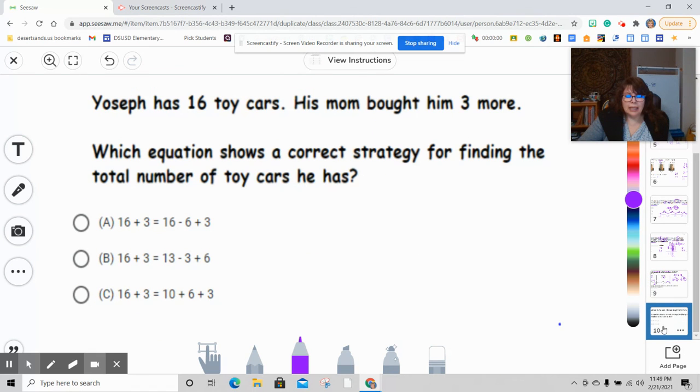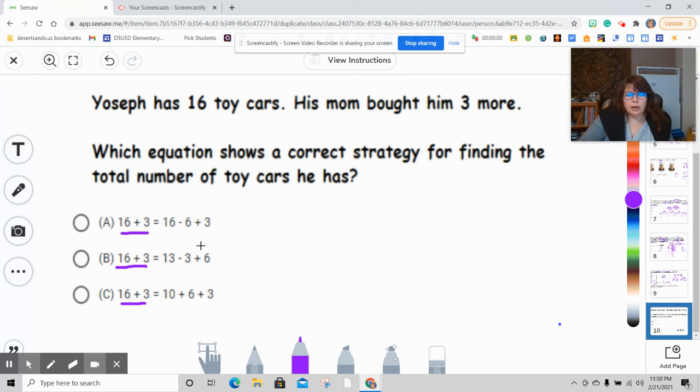Question number 10 and last. Joseph has 16 toy cars. His mom bought him 3 more. Which equation shows the correct strategy for finding the total number of toy cars? Well, we know that the first part, if you see it, it's always the same. And it says equal. They all have the equal sign. That means that this side equals this side. Now we're looking for a strategy.